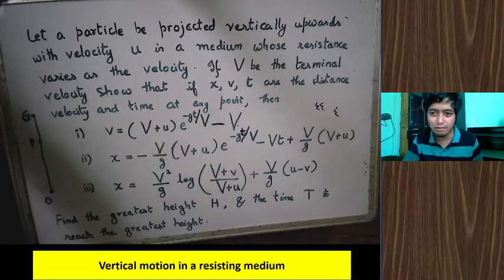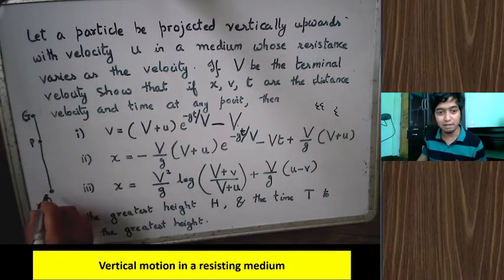So this is what we will do. Whenever we have to calculate terminal velocity, we will use downwards motion. Downwards motion will always be involved for the terminal velocity, even though it is for upward motion.